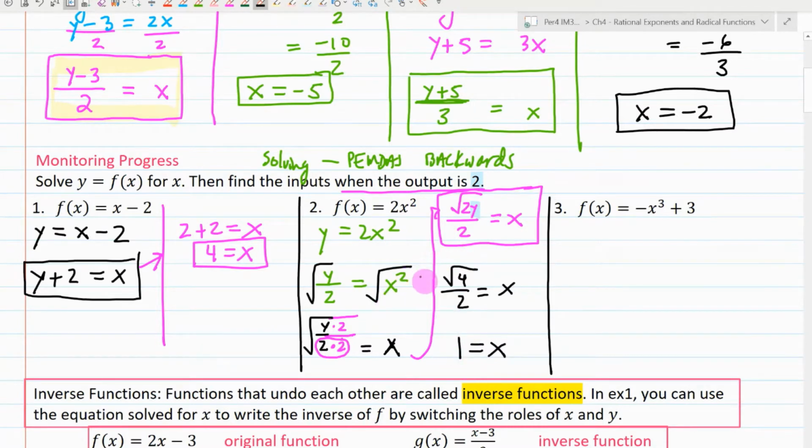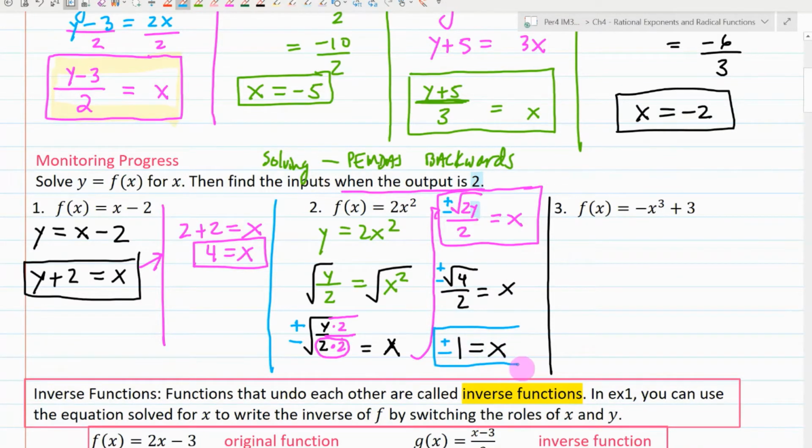Now, one thing that was forgotten, and I wonder if any of you noticed this, is that as soon as you take a square root of both sides, you have to put a plus or minus on this side. So this is going to be plus or minus the square root of y over 2. So this is plus or minus, and this is plus or minus, and this is plus or minus.